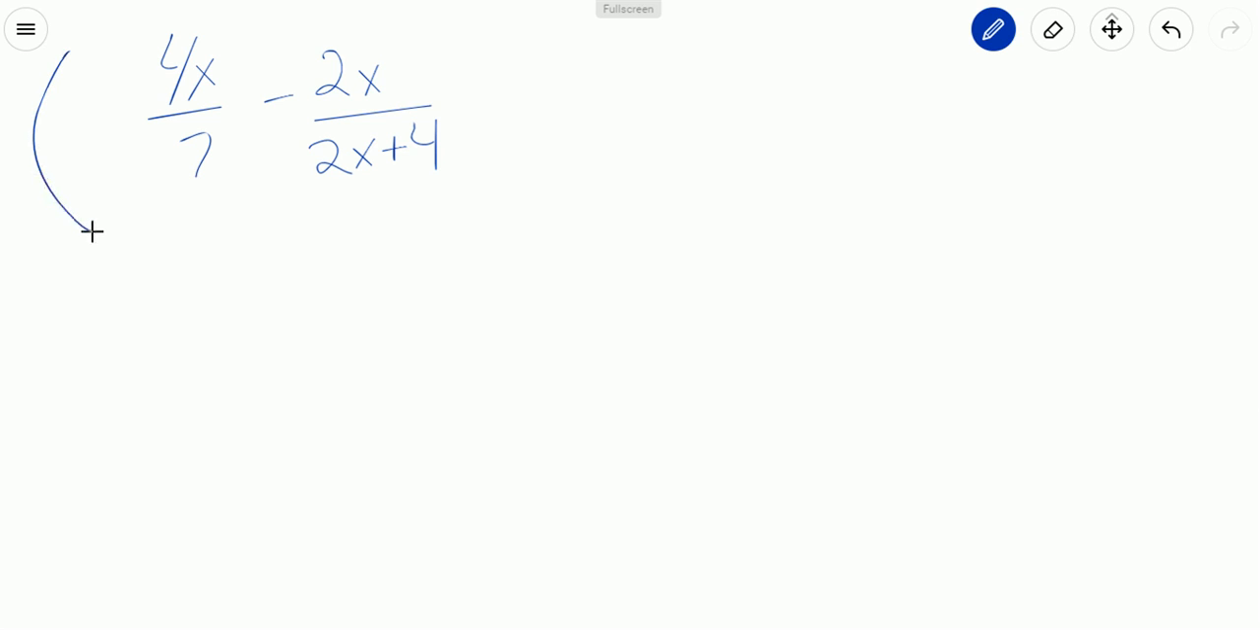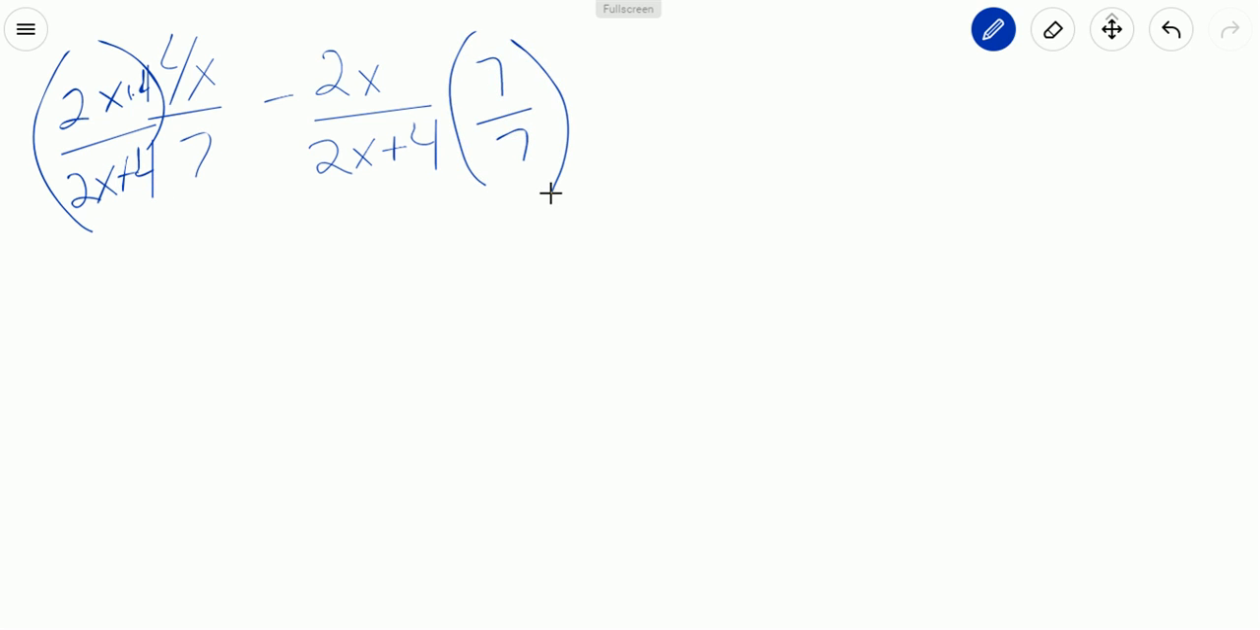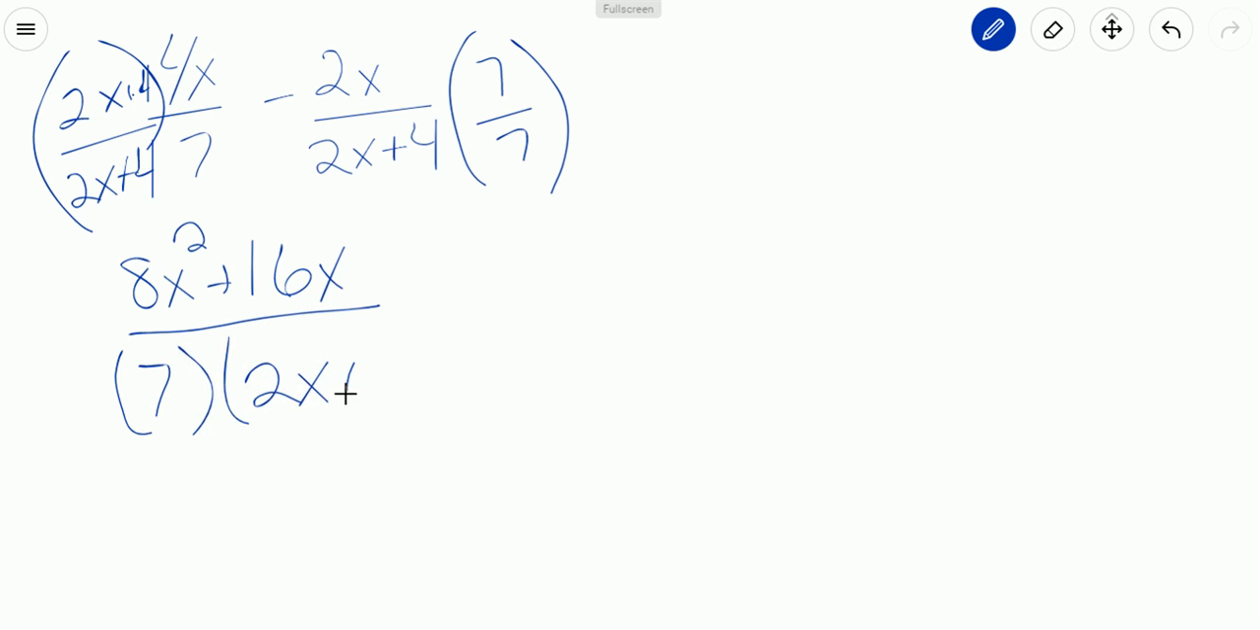So on the left side, I'm going to multiply this whole thing by 2x plus 4 over 2x plus 4. On the left side, I'm going to multiply by 7/7. I'm going to just distribute this whole thing in one step. So in the next step, we have 8x squared plus 16x. We just take that 4x and multiply it by 2x, and then multiply it by that plus 4. The bottom, I'm going to leave separate for now, so we just have 7 times 2x plus 4.